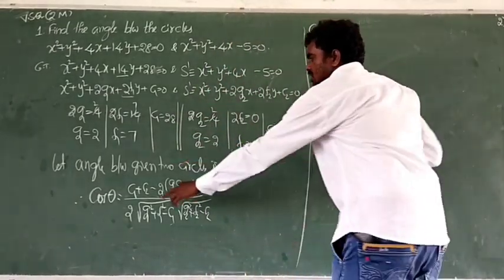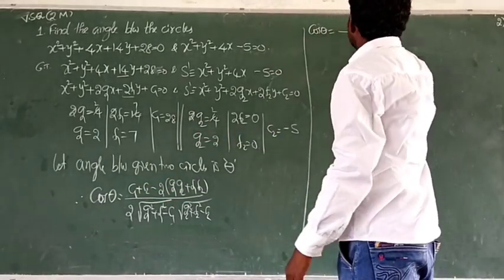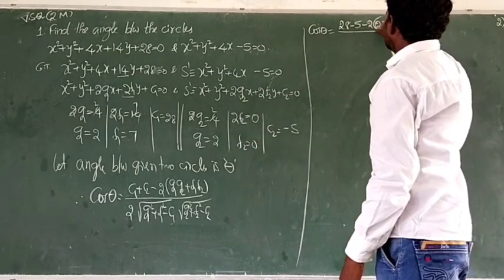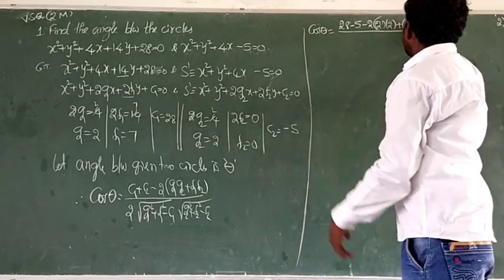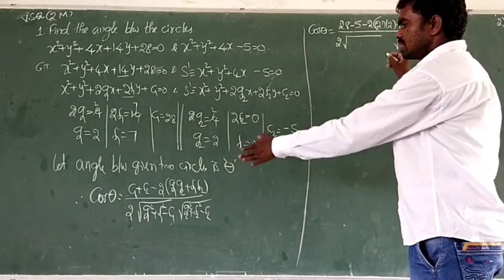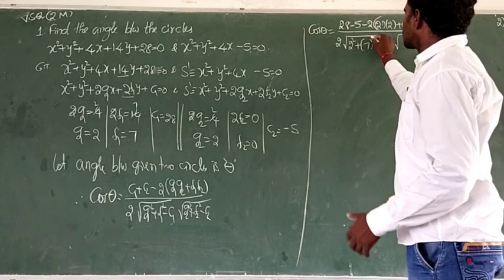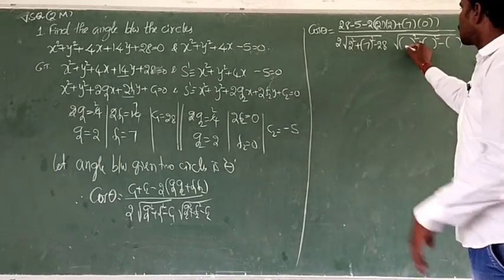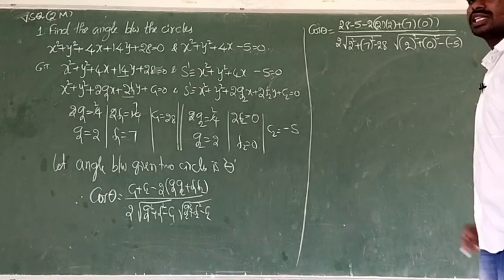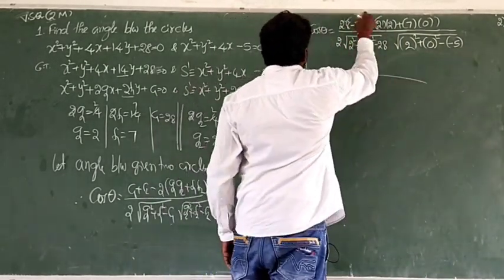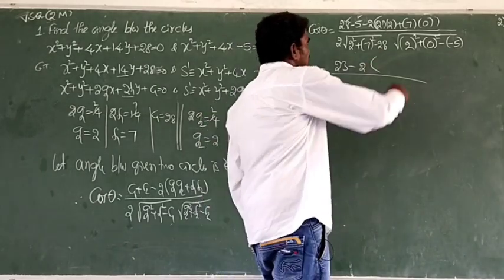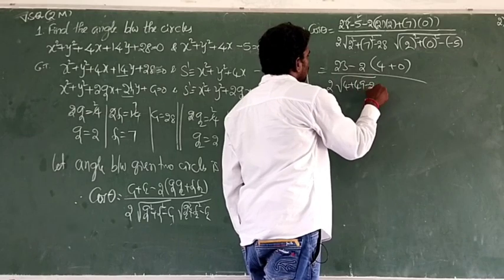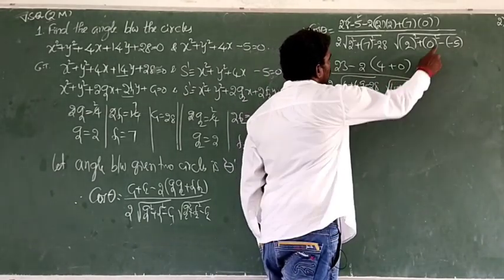Cos theta is equal to c1 means 28, c2 means minus 5, minus 2 into g1 into g2 means 2 into 2 plus f1 into f2, 7 into 0, by 2 into root of g1 square means 2 square, f1 square means 7 square minus c1 means 28, into root of g2 square means 2 square, f2 square means 0 square, c2 means minus 5. I think it is very clear. It is equal to 28 minus 5 becomes 23, minus 2 into, in bracket there is 2 into 2 becomes 4, 7 into 0 means 0, by 2 into root of 2 square means 4, 7 square 49 minus 28. And in the second root, 2 square means 4, 0 square means 0, minus into minus plus 5.